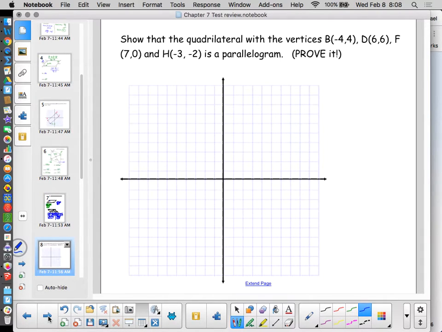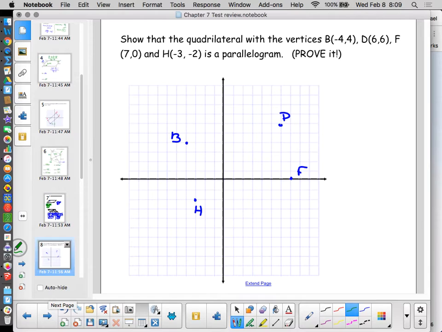Show the quadrilateral is a parallelogram. Prove it. Gosh, you've been through this a few times. B is at negative 4, 4. D is at 6, 6. F is at 7, 0, and H is at -3, -2. It says show that that's a parallelogram. Well, how could I show it's a parallelogram? All it wants is parallelogram.